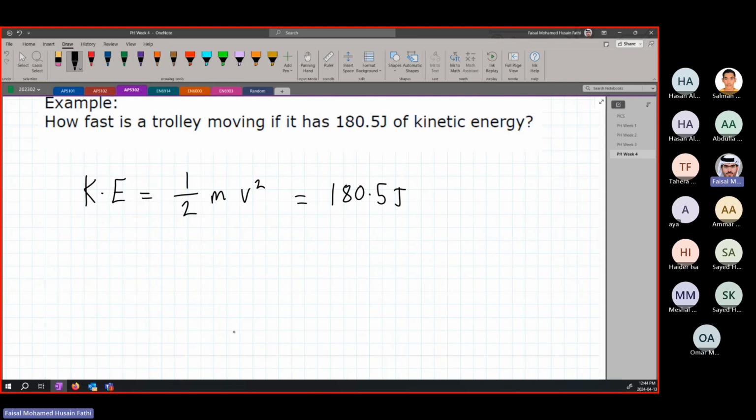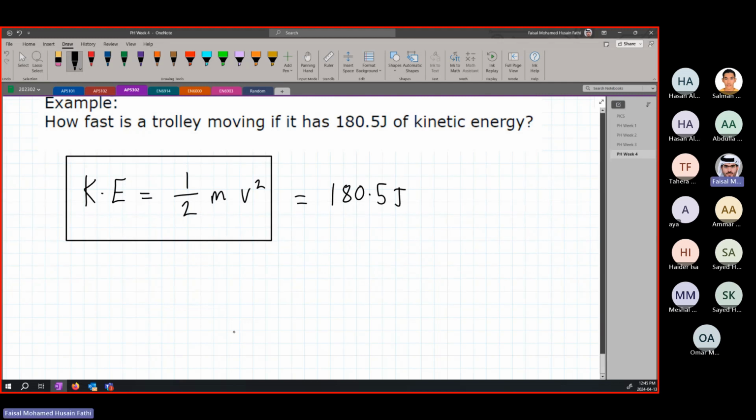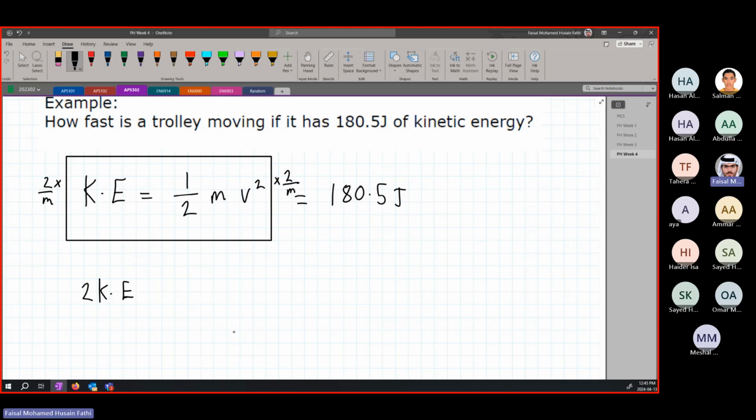Remember from math, transposing? This is the same exact idea. This is how you would solve for v. I want to solve this with transposing so you can be familiar with the math as well. Let's look at just this part without numbers. So kinetic energy, we're going to multiply both sides by 2, so we can cancel the 2. And then we're going to divide by m on both sides, so we can cancel the m.